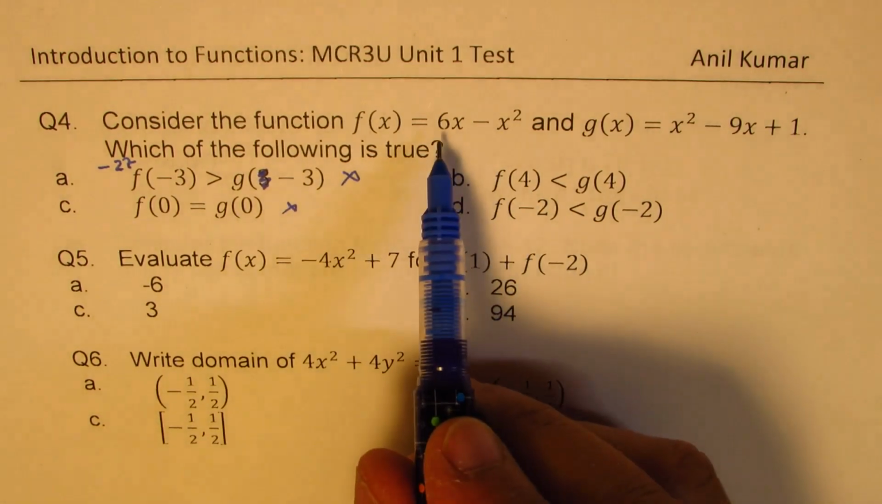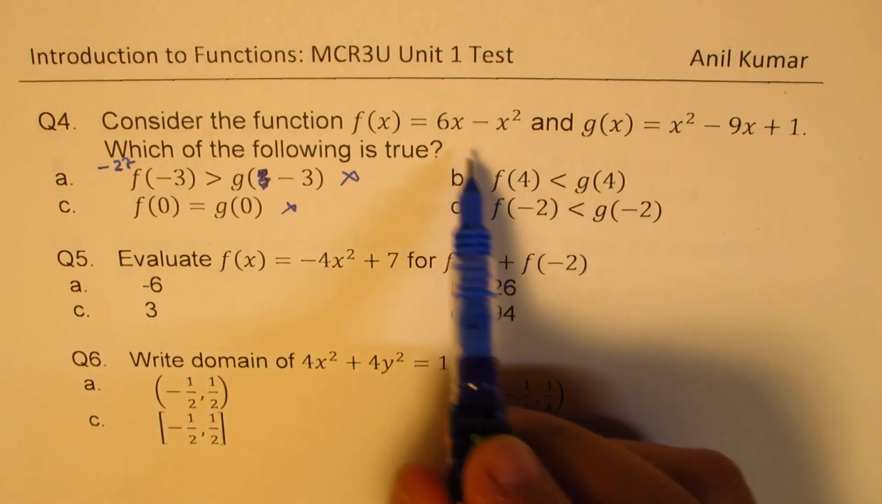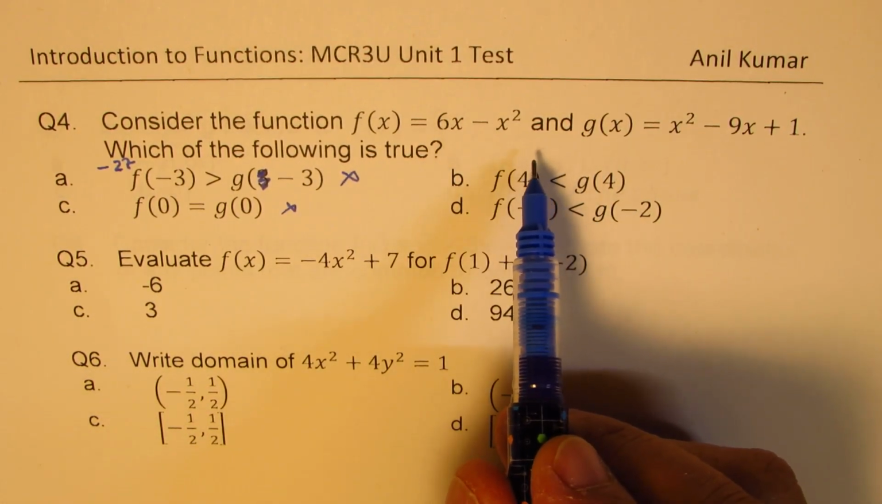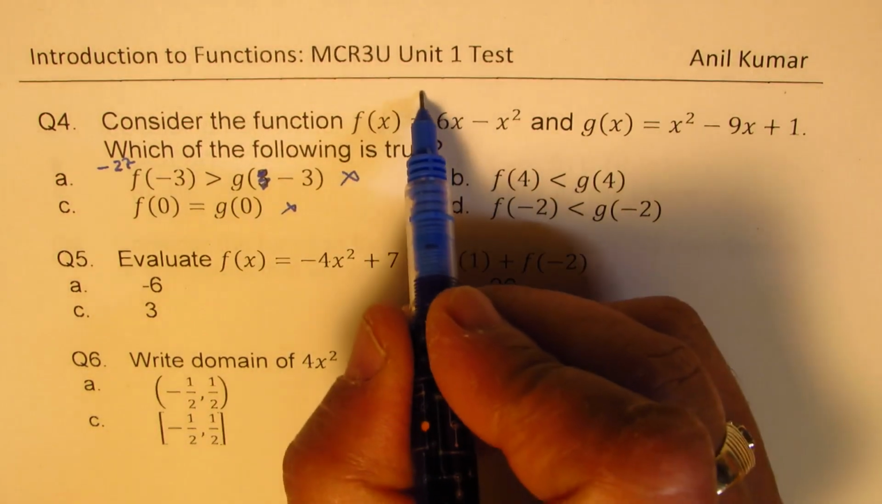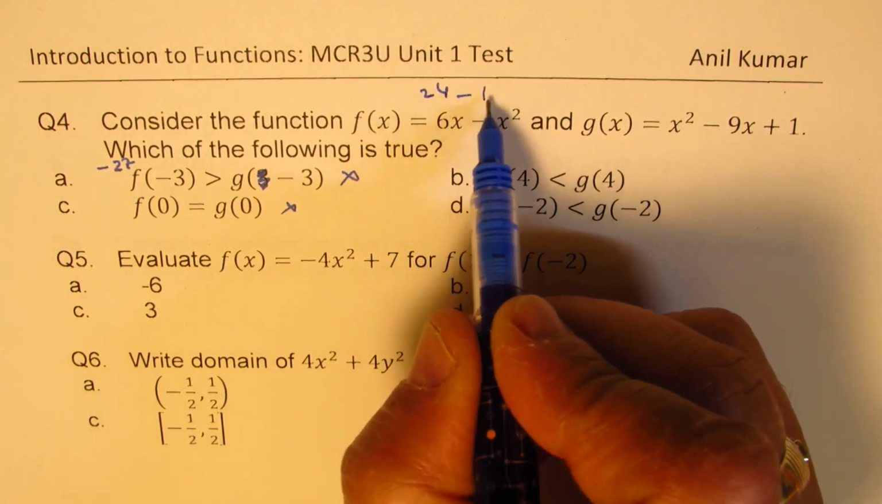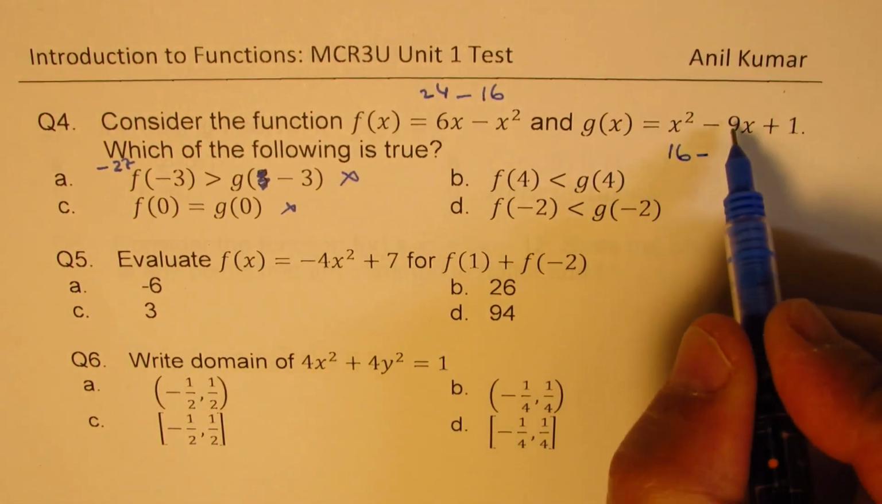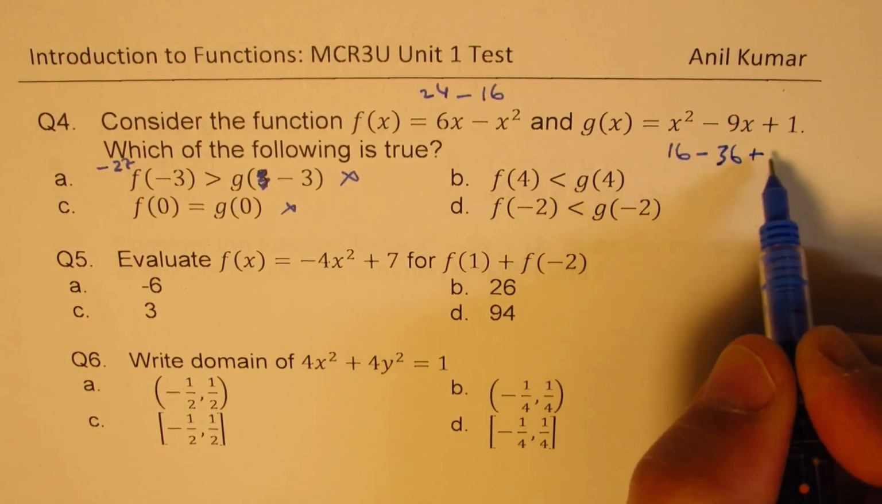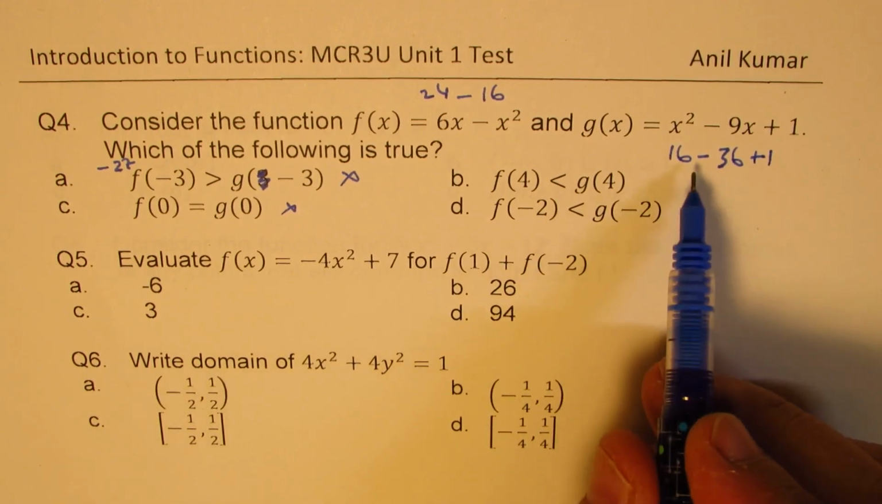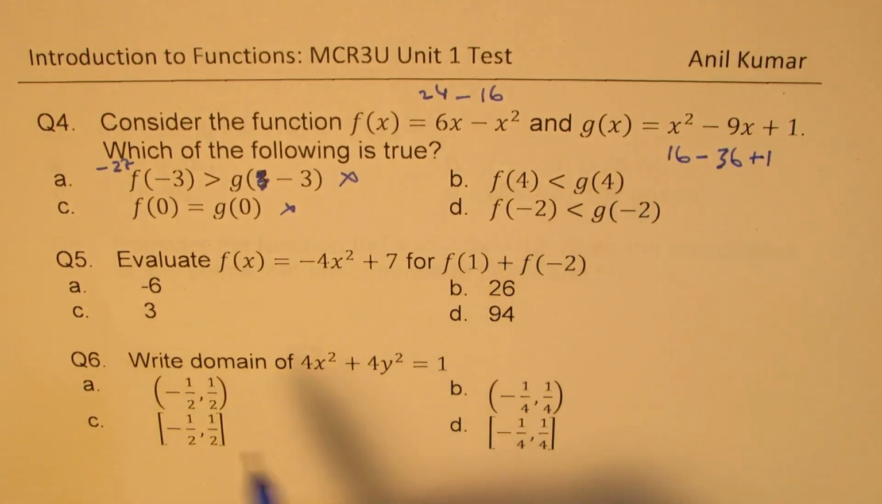F of 4, if I substitute 4 here, g of 4 is greater, let's figure this out. Now, if I substitute 4, we get 24 minus 16, right? And here if I substitute 4, we get 16 minus 36 plus 1. So we see this is far more negative. That may not work out.